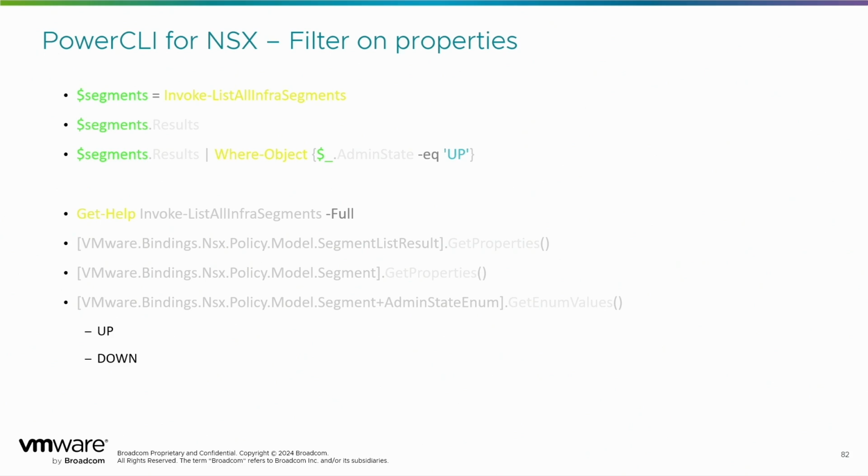You can filter on properties. So for example, we have a segments variable that invokes and lists all the infra segments. And then we can look at the options and we can do parsing with Where-Object, looking for an admin state of up. We can get help so that we can get a listing of exactly where these functionalities are and then how to utilize them.